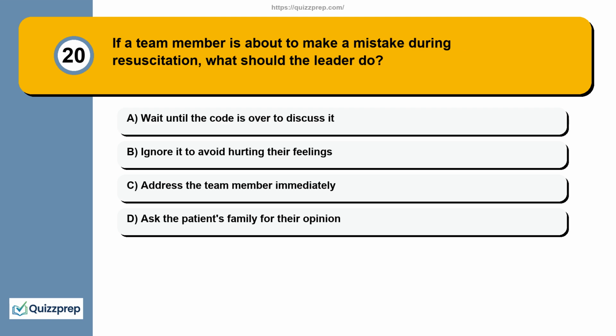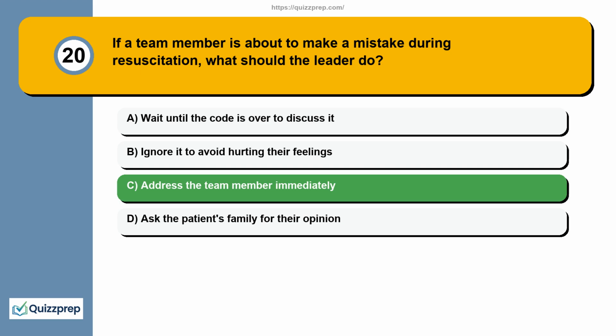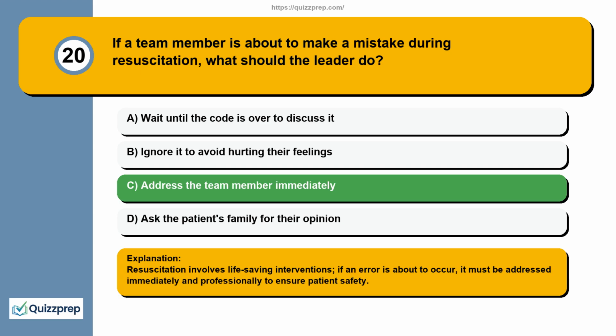Question 20. If a team member is about to make a mistake during resuscitation, what should the leader do? Wait until the code is over to discuss it. Ignore it to avoid hurting their feelings. Address the team member immediately. Ask the patient's family for their opinion. Resuscitation involves life-saving interventions. If an error is about to occur, it must be addressed immediately and professionally to ensure patient safety.